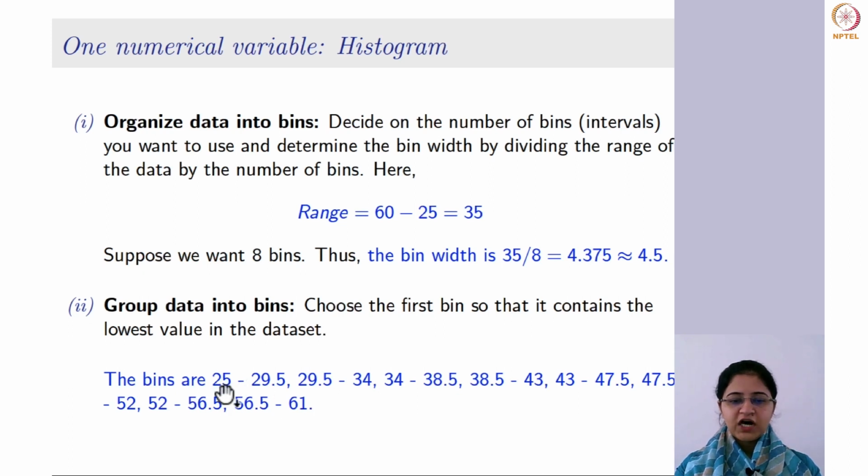You can also start from 24.5 and take gaps of 5. If you want this, you can approximate the width as 5 and divide the class intervals into bins of size 5 and go ahead. Here we have categorized them based upon 4.5.